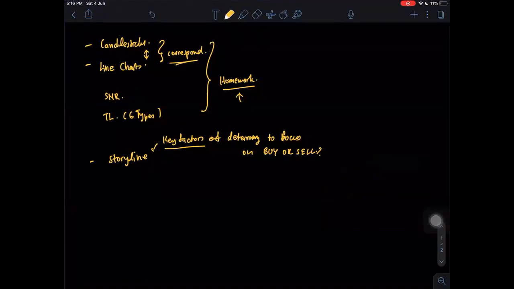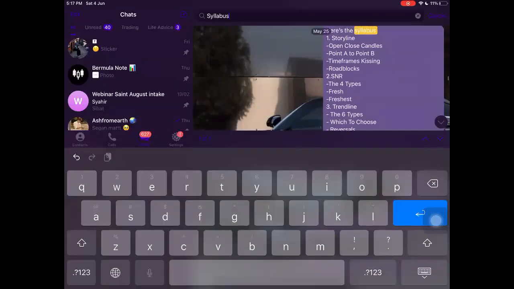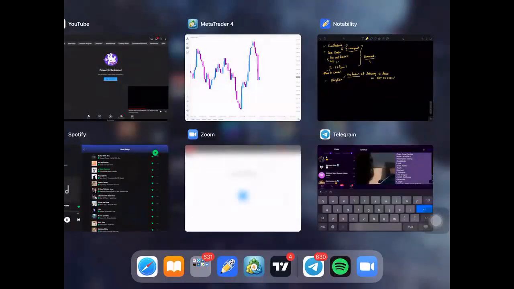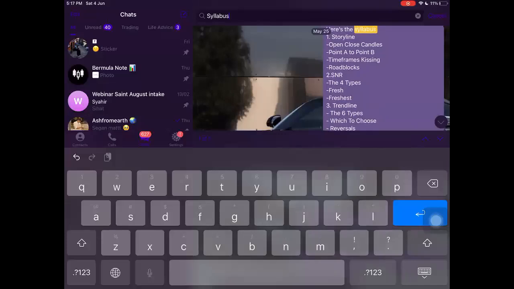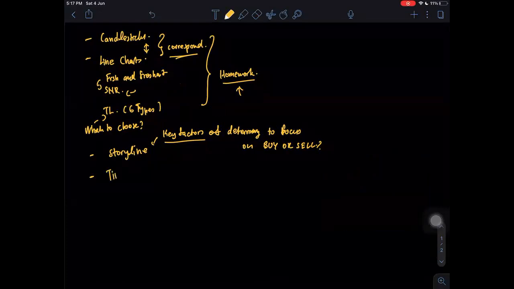All right, so storyline, of course, we're going to go for SNR. For SNR, there's fresh and freshest. And then, let me refer back to the syllabus. Trend lines, which to choose. Okay. And then time frames.